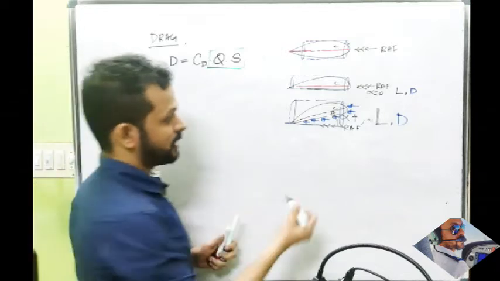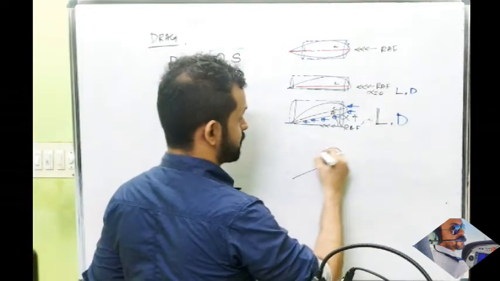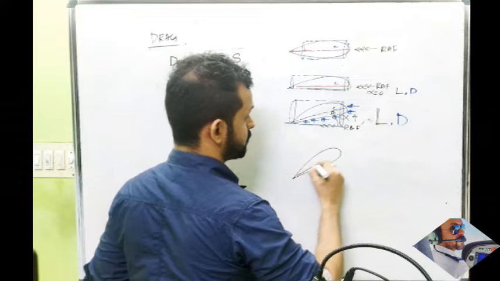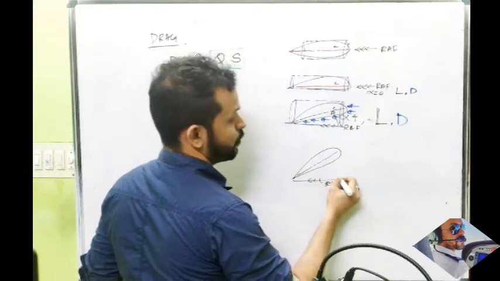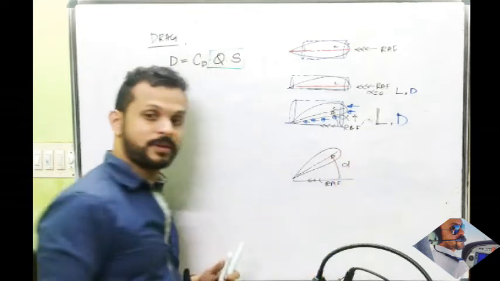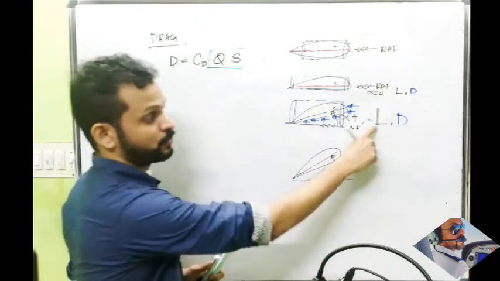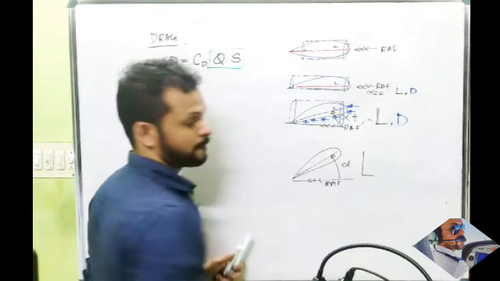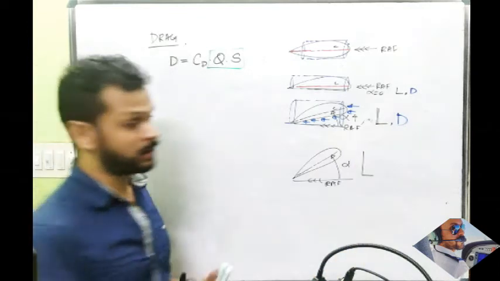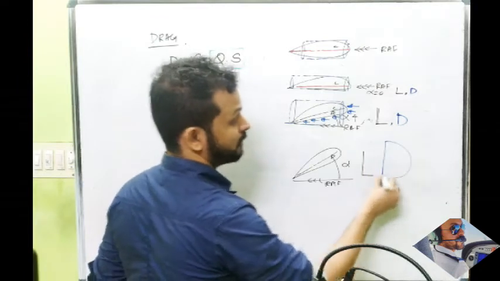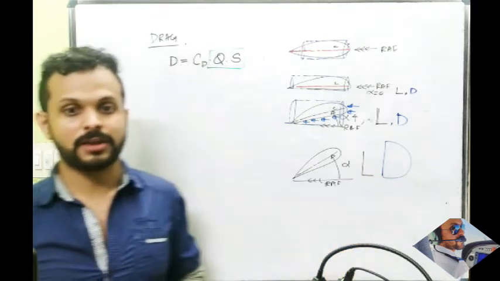Now think about it. If I increase the angle of attack further of a cambered wing, now what have I done to the angle of attack? I've pitched up more, angle of attack has increased. What happens to lift? Lift is going to increase. But what happens to drag? Drag is also going to increase, but you will reach a point where the increase in drag is going to be much higher than that of the lift.